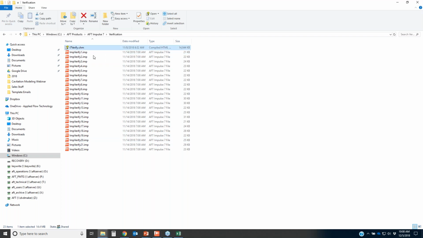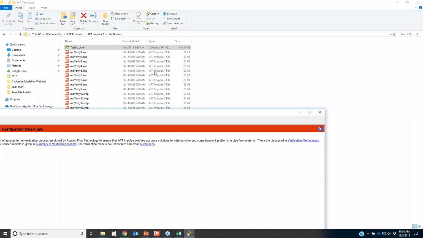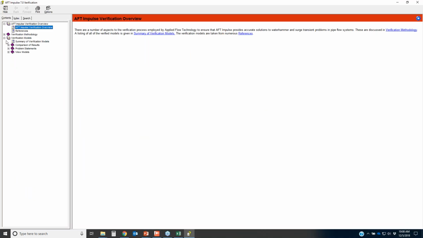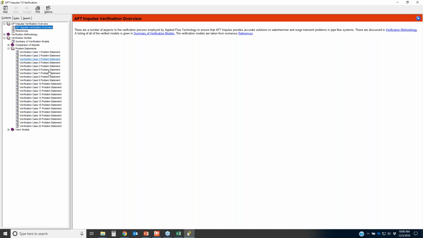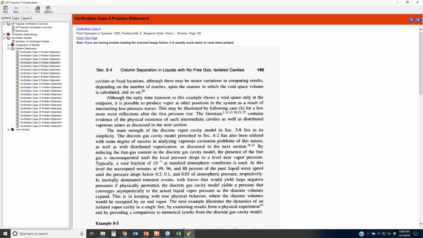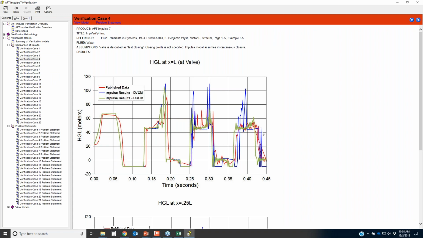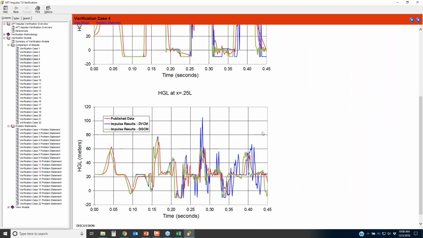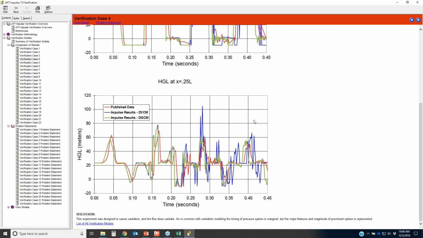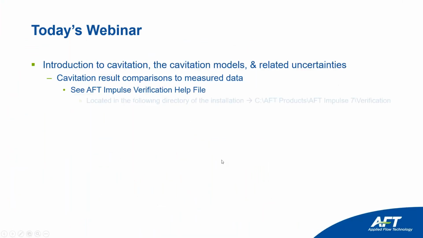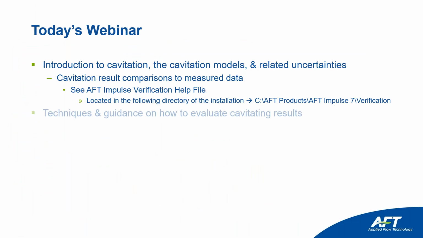And in the help file here, if you open this up, it contains several verification cases that involve cavitation, such as case number 4 right here. As you can see, this involves cavitation, and you can see other results. So I'm going to go over a few of these slides after I finish discussing the slight differences between the two cavitation models available. And so that's where that help file is located.